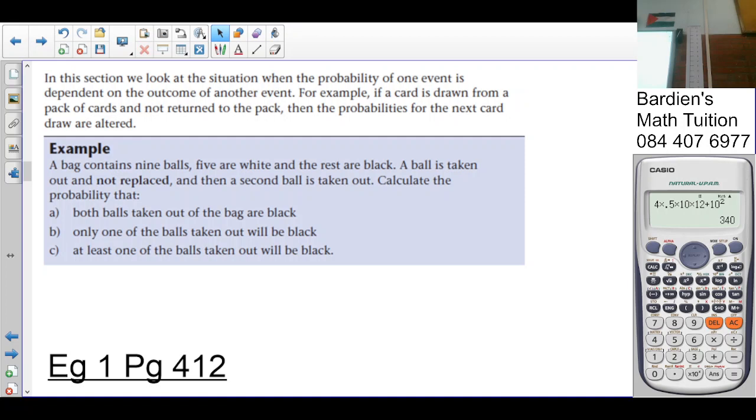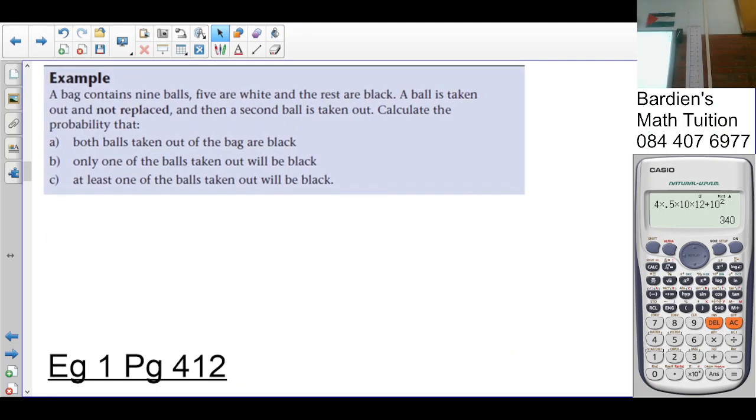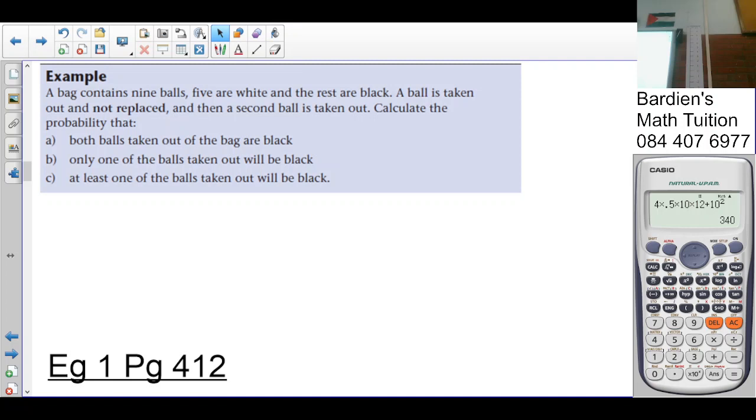So in a normal pack of playing cards, how many cards are there? 52. So if you draw a card from that pack of playing cards, and that card is not replaced, on your second draw, how many cards do you have an option of drawing from? 51 cards. Can you see that? So that's an example of dependent events. The second event is dependent on the outcome of the first event. Then the probability for the next card drawn is altered.